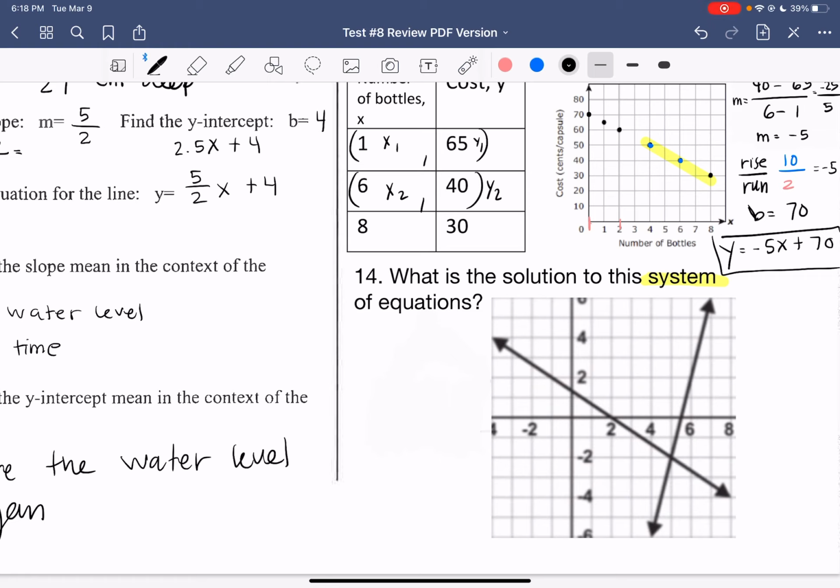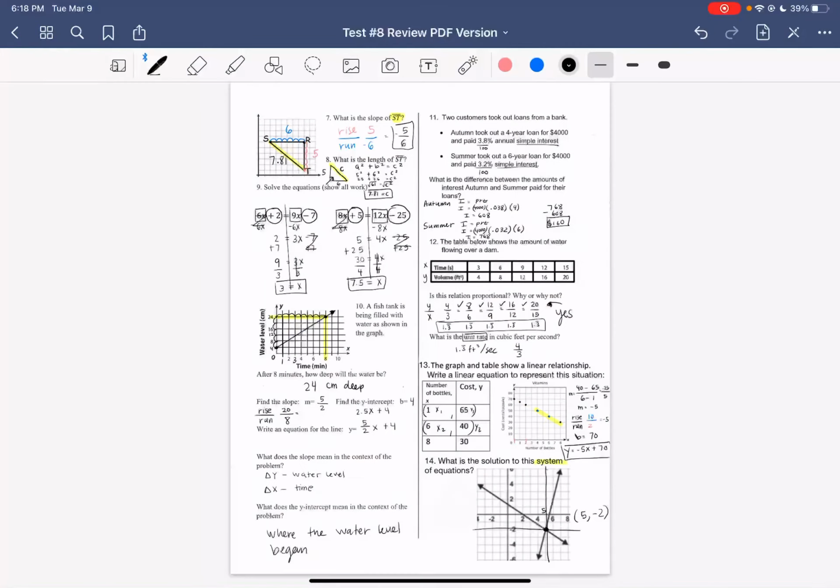So we can see here that these two lines intersect right here. So we can see that this line and this line is where they intersect. So that would be a 5 over 5. So we need a location, 5, comma, -2. And that is the solution to that system. And that is the end of the review.